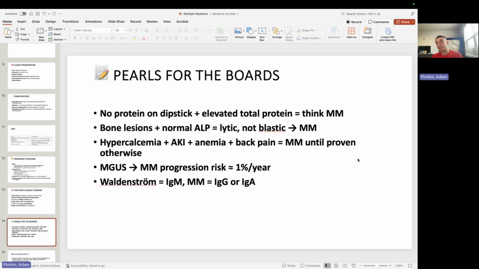And usually that's osteoblastic or osteosclerotic lesions, right? In multiple myeloma, they're osteolytic lesions. The osteoclasts are actually chewing up the bone itself. It's not bone turnover. We're chewing up the bone. So ALP usually isn't elevated. Sometimes it can be. Whenever we see hypercalcemia plus an AKI plus anemia plus back pain, consider multiple myeloma. Remember, MGUS, I told you its progression risk to multiple myeloma is about 1% a year. And then Waldenstrom is IgM, whereas multiple myeloma can be IgG or IgA.